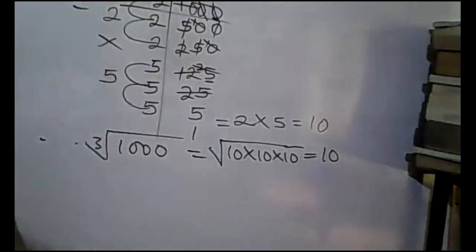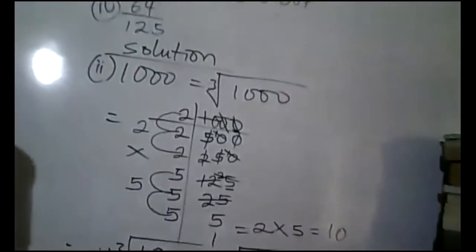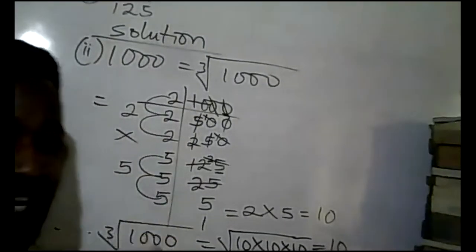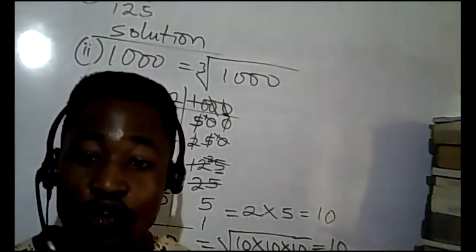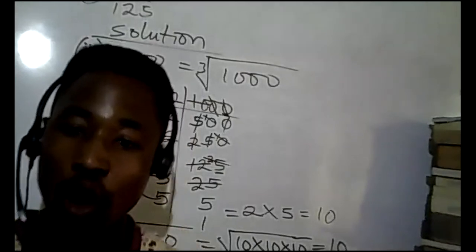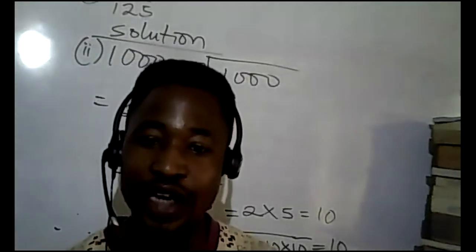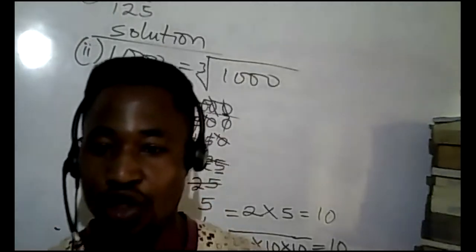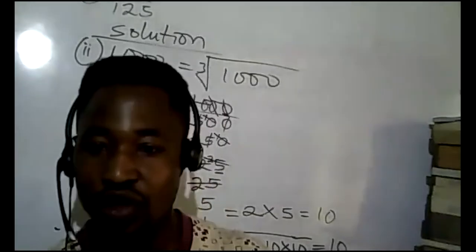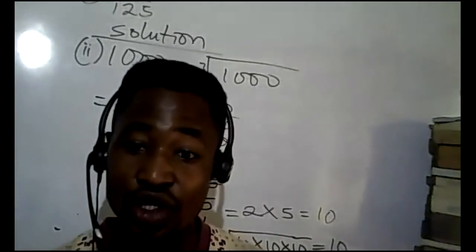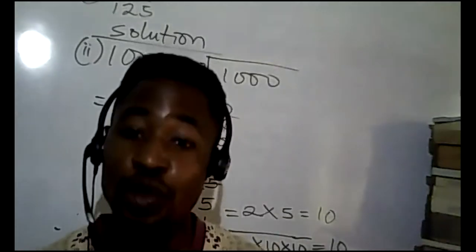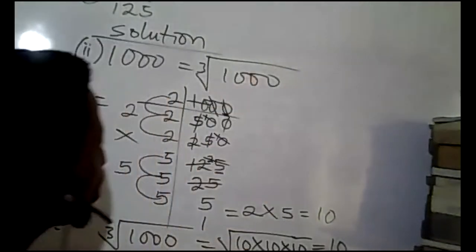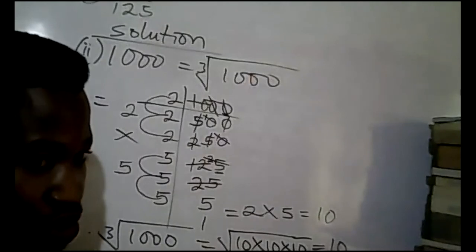Now, let me take you quickly right to the top. Now, here is another trick. If you're looking for cube root of multiples of 10, what do we call multiples of 10? Multiples of 10s are numbers like this: 10, 20, 30, 40, to 100, to 200, to 300, to 500, to 1000, to 10,000. You see, those are multiples of 10. If you are looking for cube root of numbers like that, now, here is what you do.